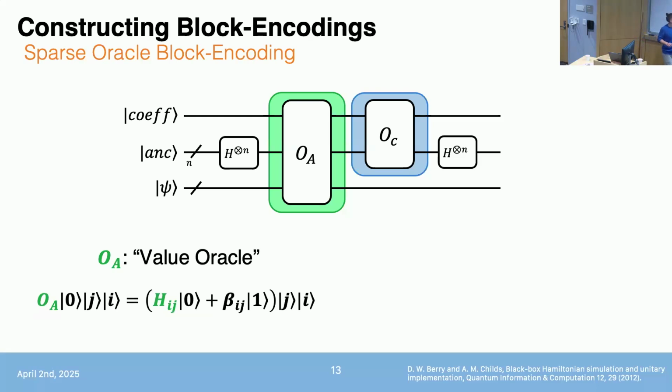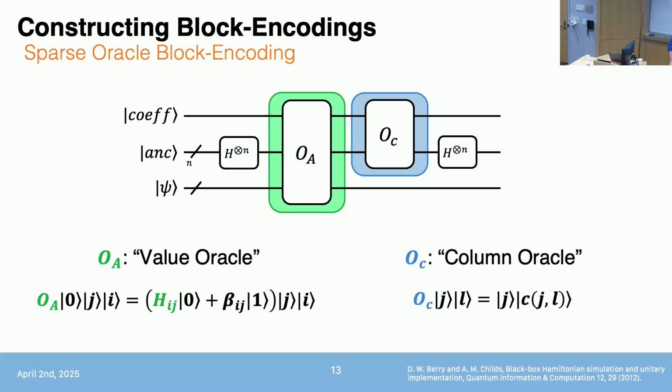If I apply it onto the coefficient qubit, which begins in the 0 state, and then some product state between J and I, where J is a computational basis state corresponding to, I think, the column index, and I corresponds to the row index of the matrix, then I'm going to rotate that coefficient qubit such that the amplitude in the 0 state encodes the value of that matrix element H_ij.